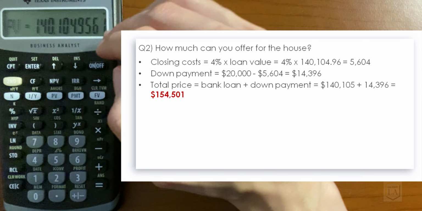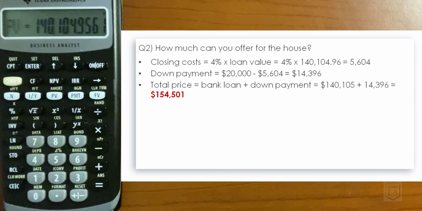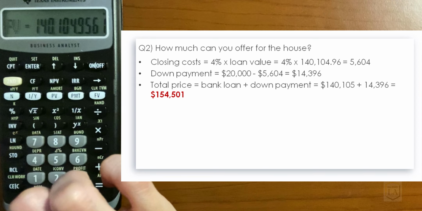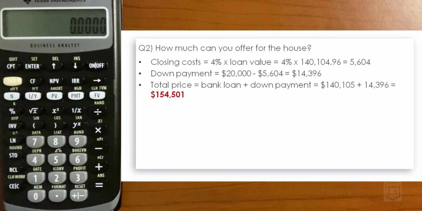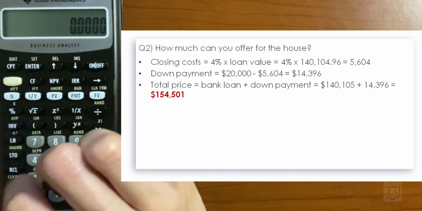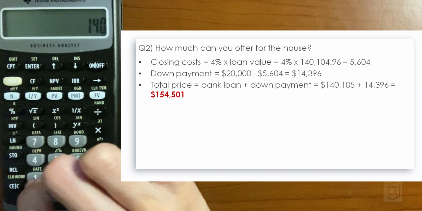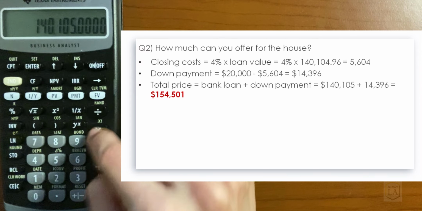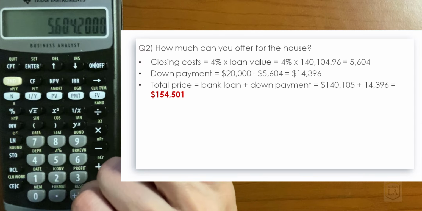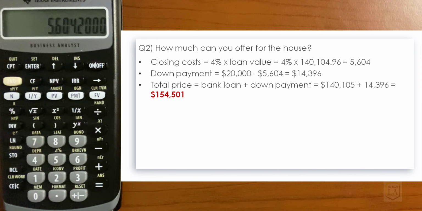And on top of that, there was your out-of-pocket money, and that was $20,000, right? But $20,000 cannot just be paid directly. Not the entire amount can be paid towards your purchase price, because there is this thing called closing costs as well. And according to the problem, closing cost is 4% of the bank loan value. So $140,105, right? And 4% of it will be paid towards your closing costs. So $5,604 will have to be paid for your closing costs.